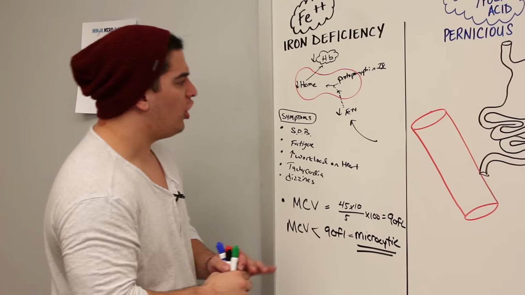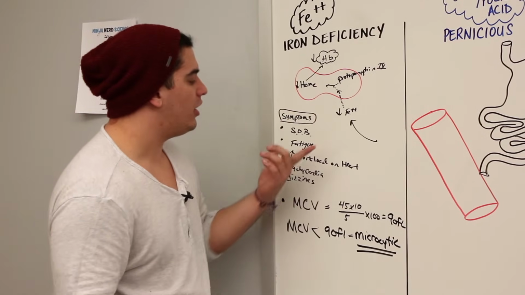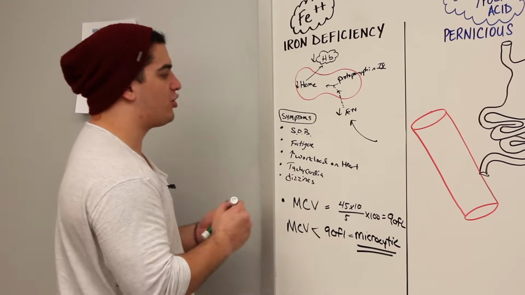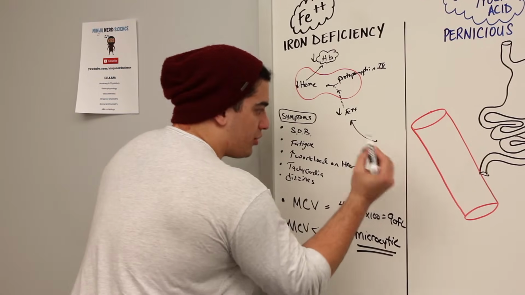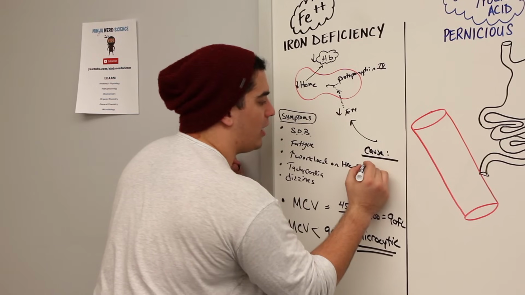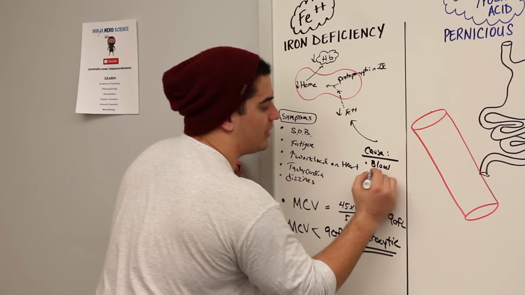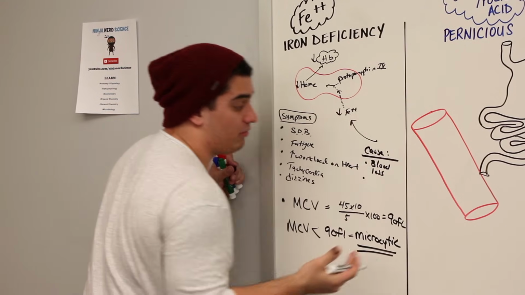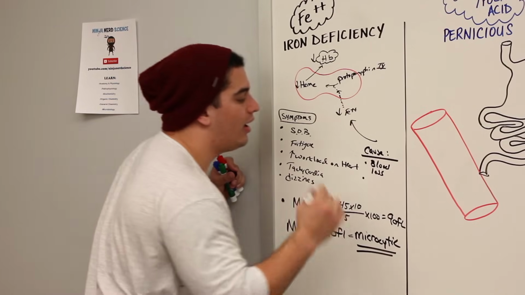Now, what is the cause of iron deficiency anemia? The causes are usually pretty straightforward. Usually it's because of blood loss. Okay, causes are usually due to blood loss. Maybe you have some type of ulcer. Okay, you could be losing blood that way.